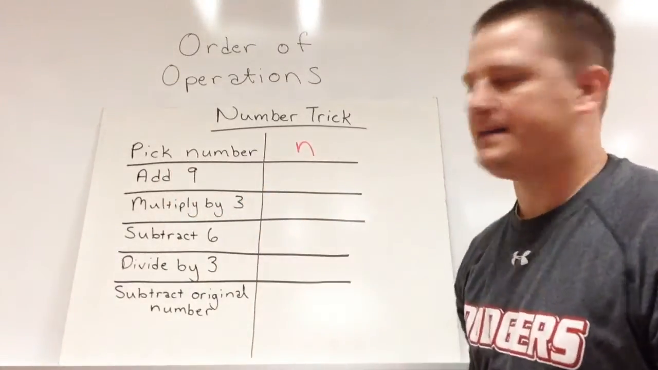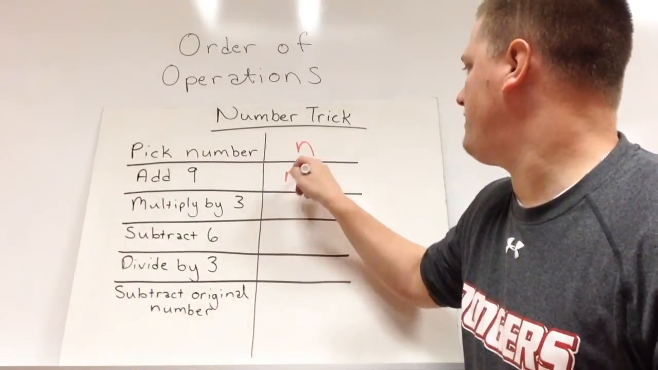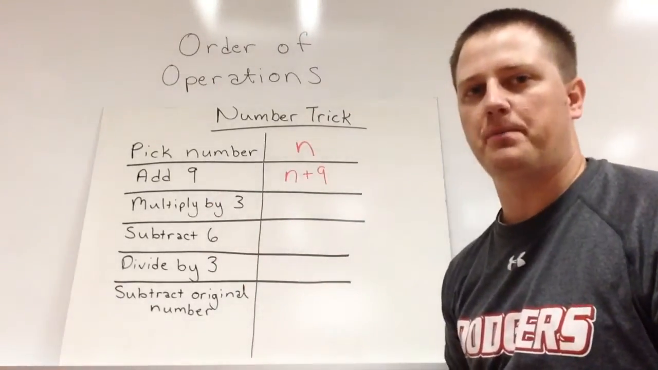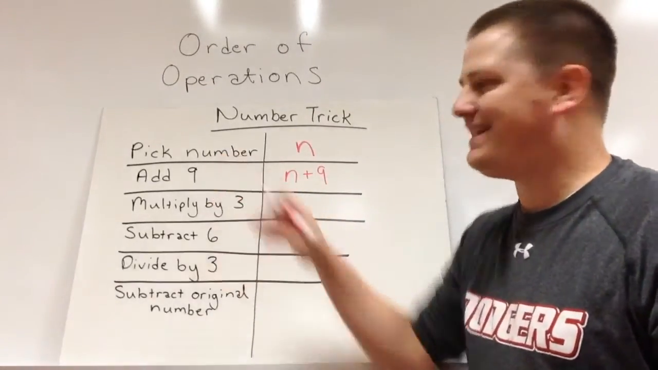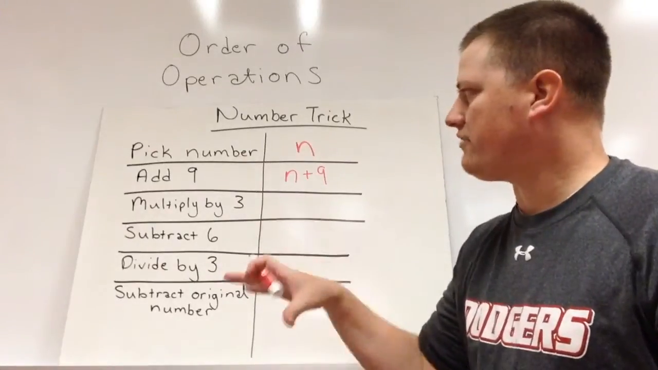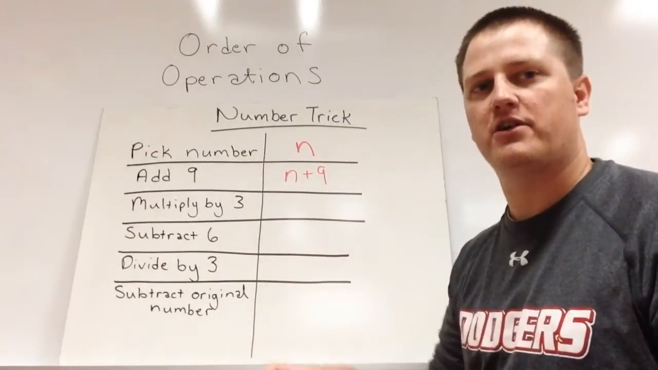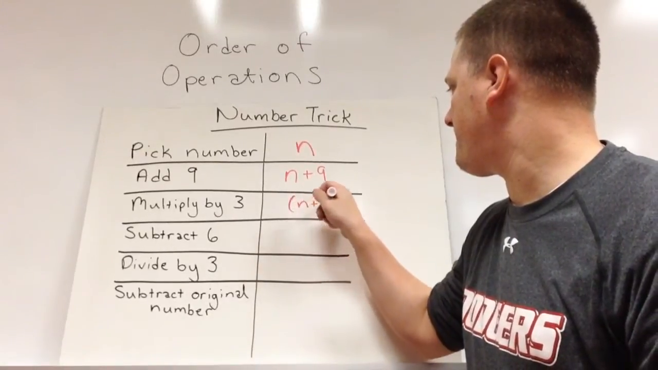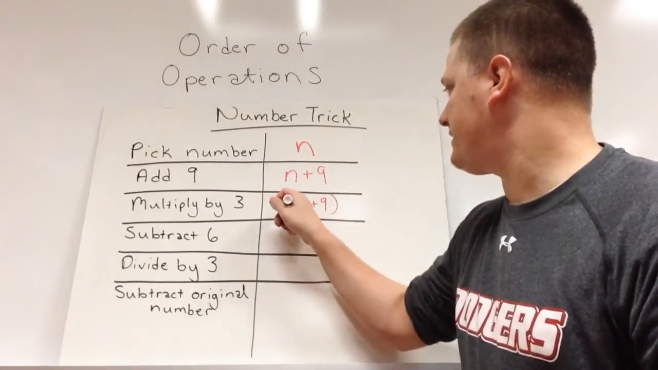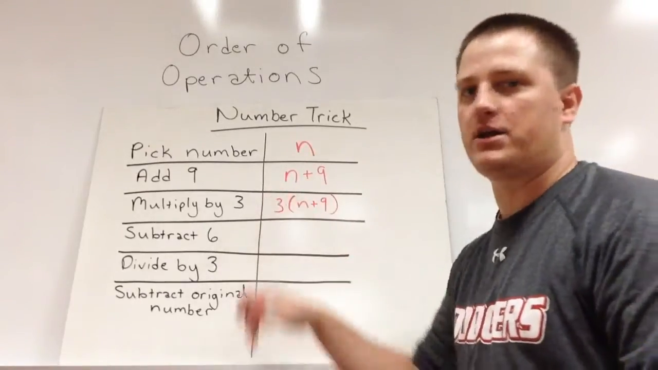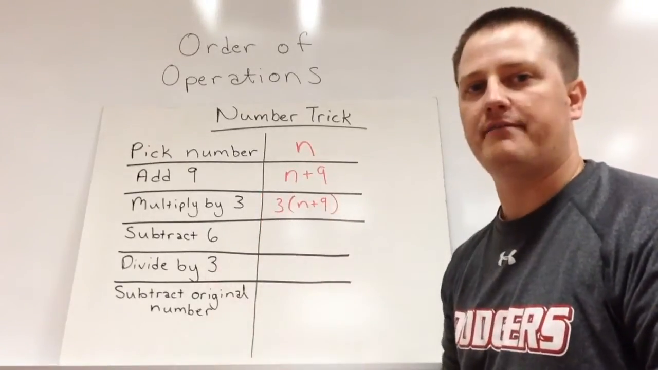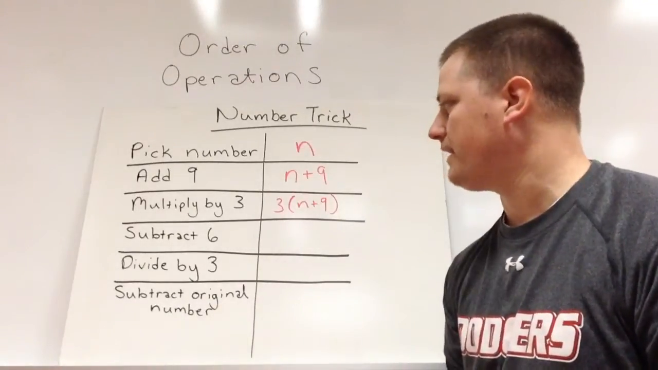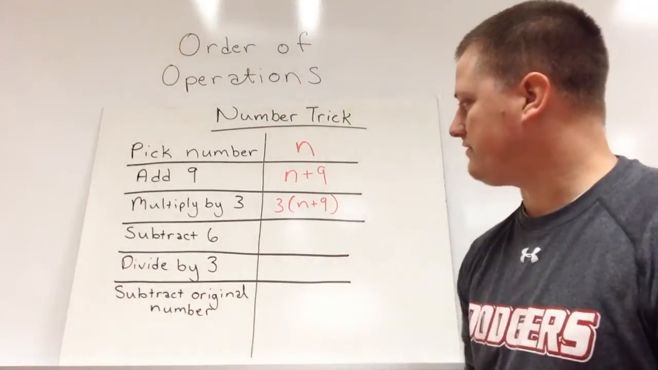We want to add 9 to n, so we're going to go n plus 9. The next thing we want to do is multiply by 3. Because we added 9 first, to make sure that the addition stays first, we need to put it in parentheses and put the times 3 in front of it. Now you can put the times sign in there or leave it out, because a number next to a parentheses means multiplication. Next thing we want to do is subtract 6.